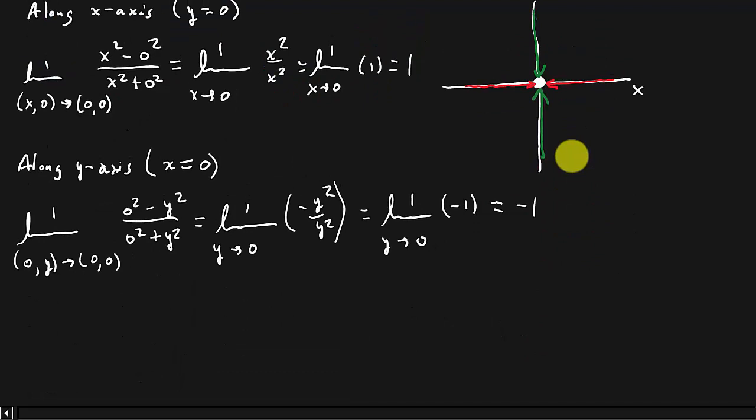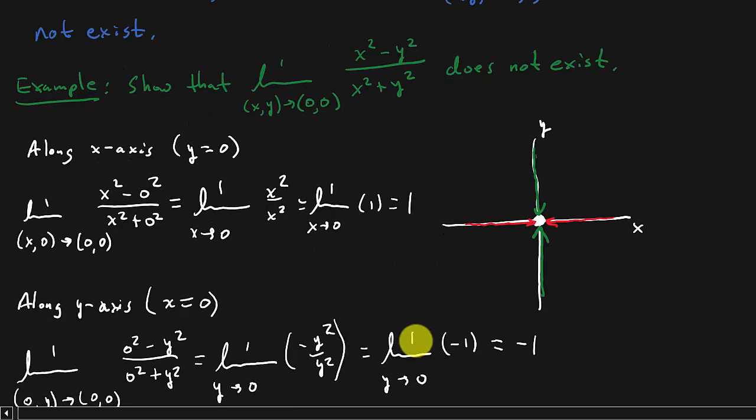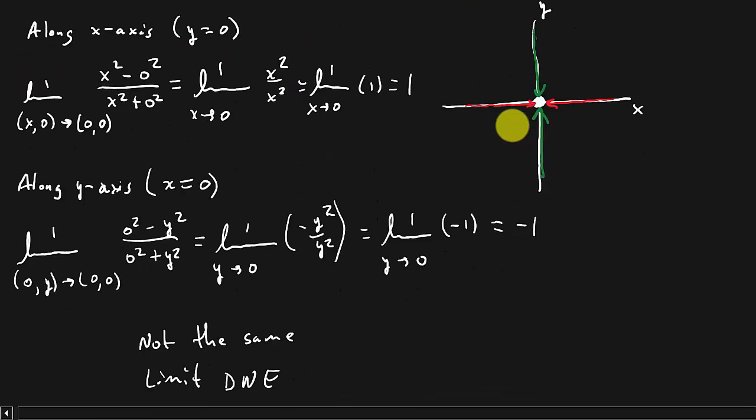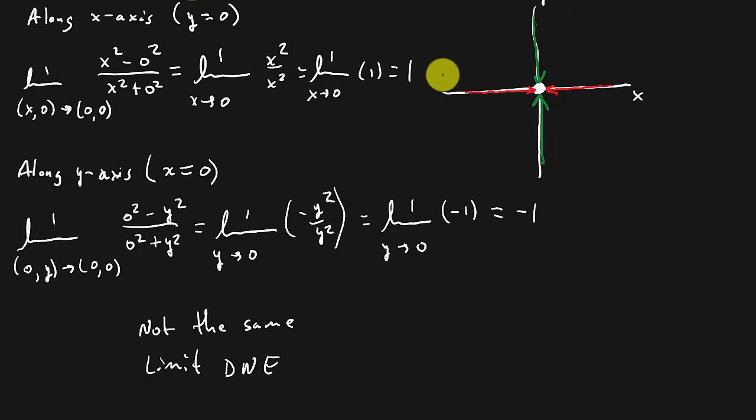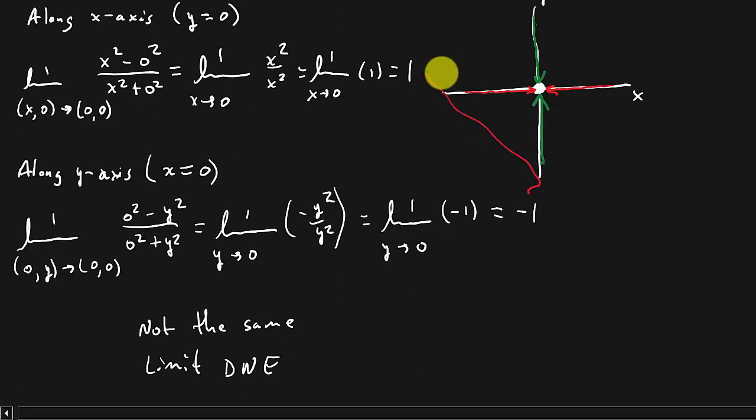And so these two limits are not the same. They don't equal each other. So the limit does not exist. And that's what they asked us to do, to show that that limit does not exist. So we've shown these two values here are different.